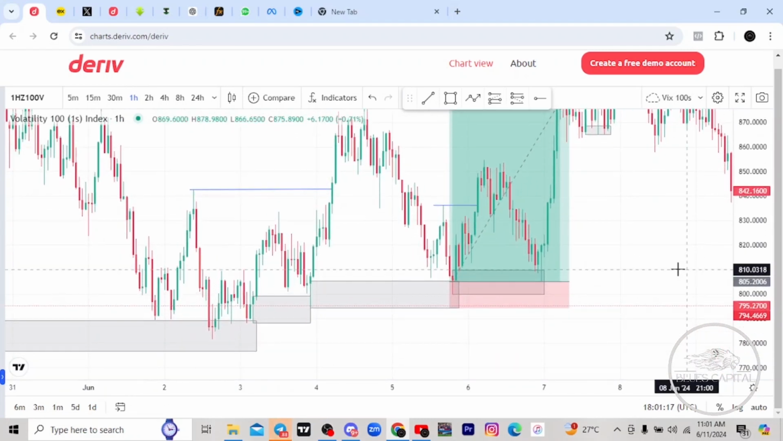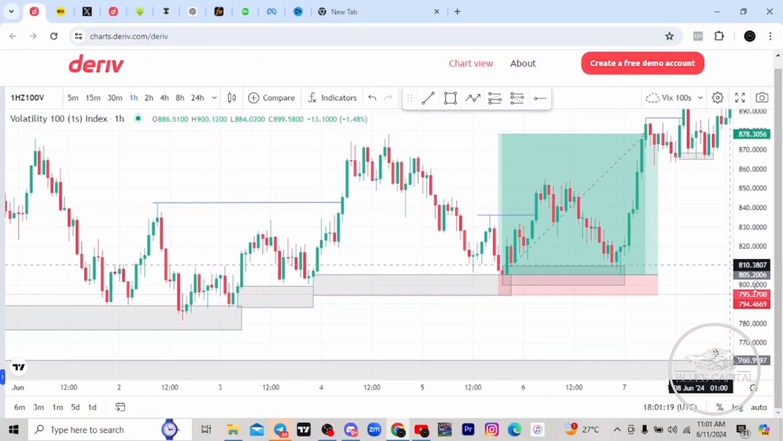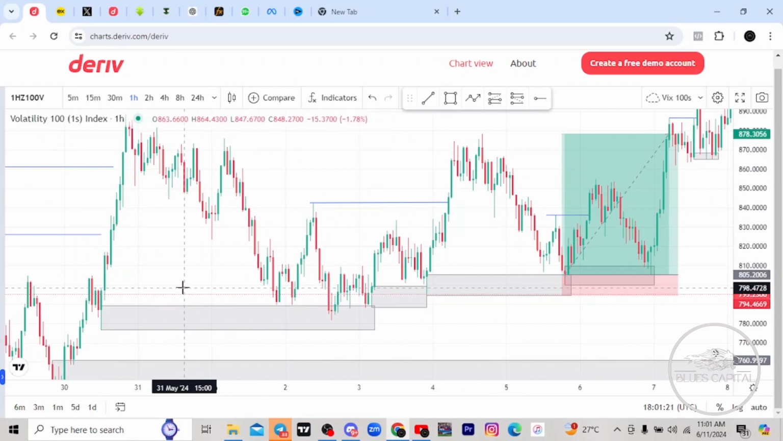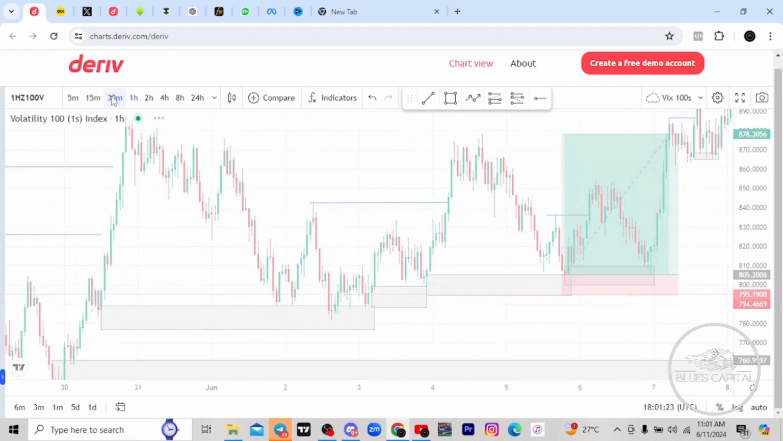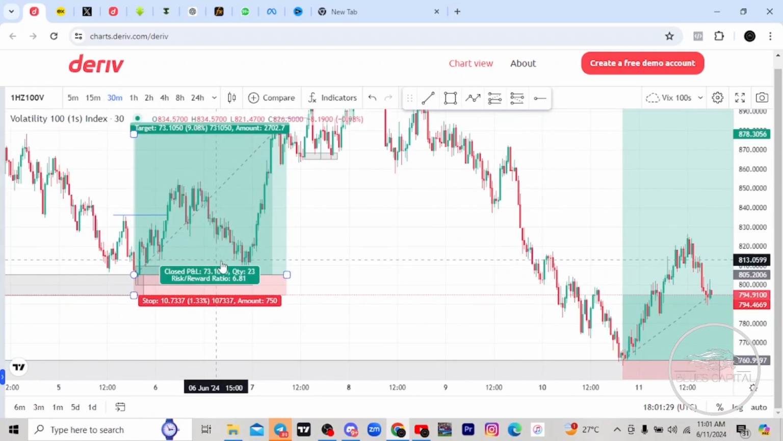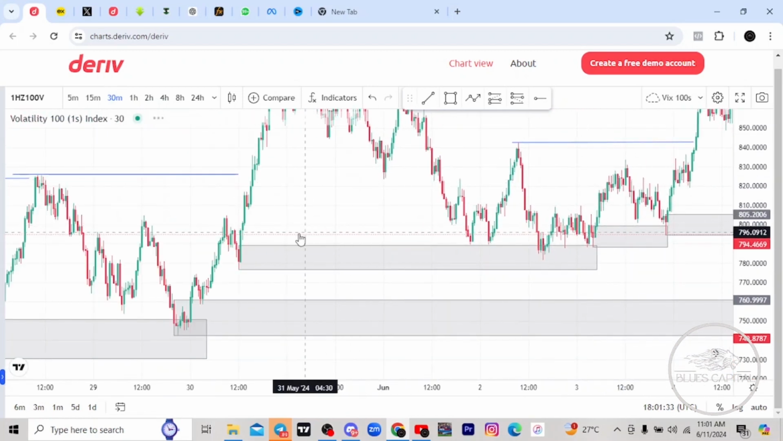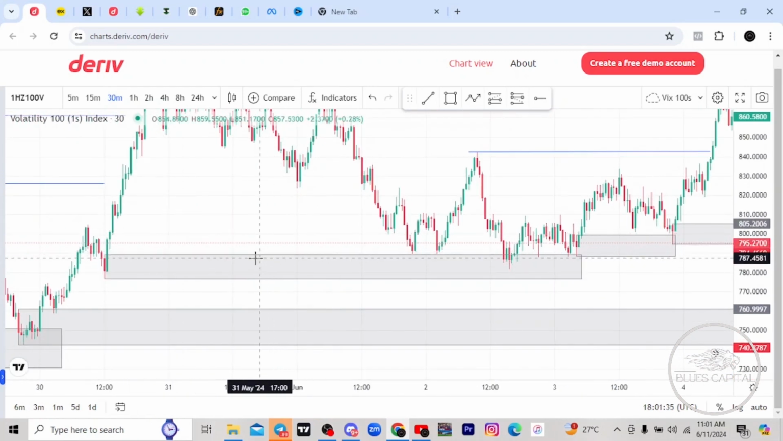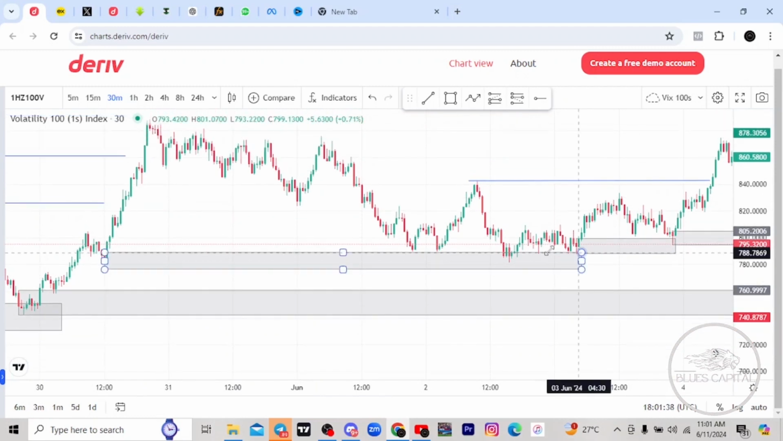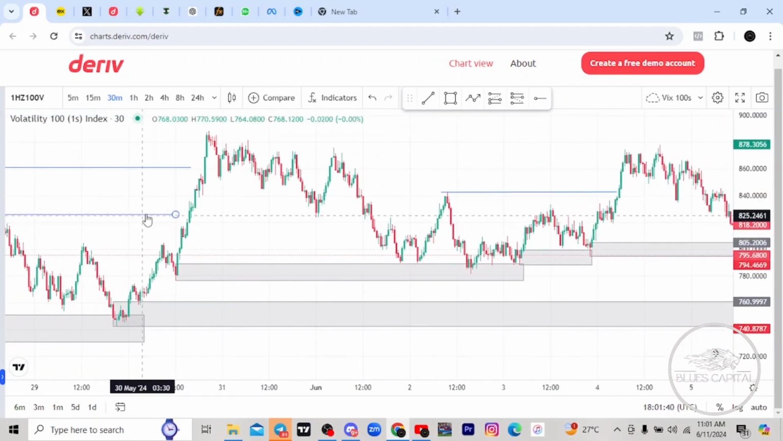Currently on this 1 hour time frame, there is a zone inside this 1 hour time frame. Can you see this zone? The market broke to the upside. This is the break of structure.